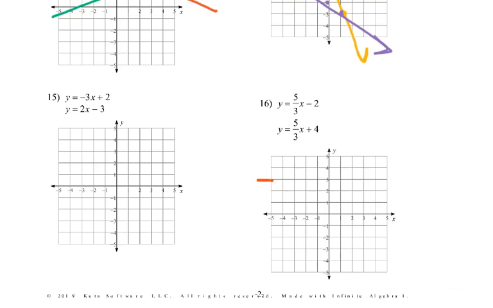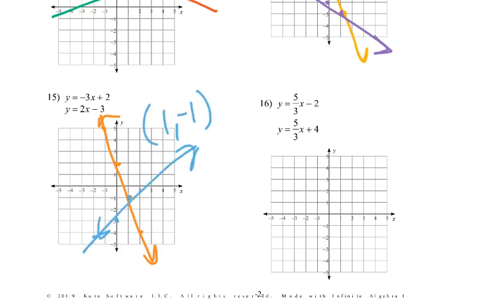Okay, number 15. Positive 2, down 3 to the right 1. Up 3 to the left 1. Then negative 3, up 2 to the right 1. You can see it intersects at (1, negative 1). Okay. Now, like I said, we don't have to use that.